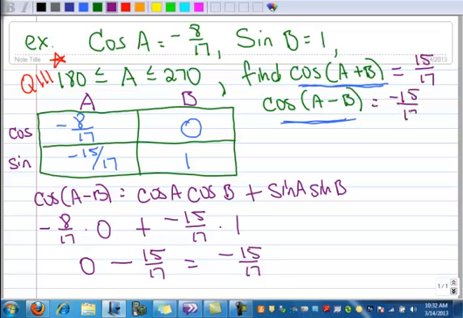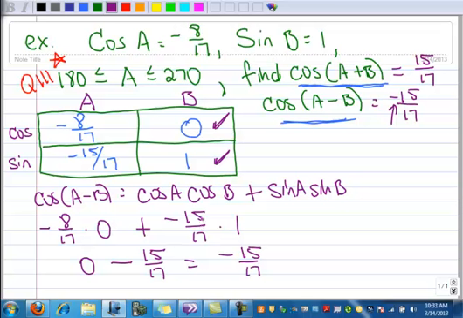Now notice the two answers are very similar except for the sign change, but that only occurred because we've got nice zeros and ones to work with. So don't fall under the misconception that if you calculate the cosine of A plus B and then calculate the cosine of A minus B, it's the same thing with the sign change. It's not. It only worked out in this case because we've got these zeros and ones, which makes things a whole lot simpler.